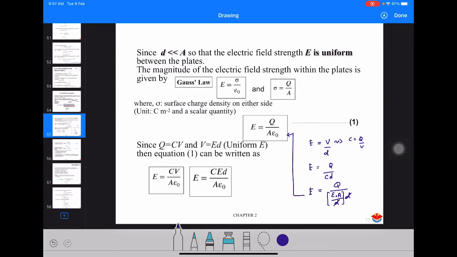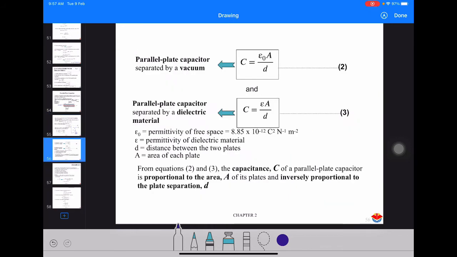And then the most important thing that you'll be using is this. For a parallel plate capacitor separated by a vacuum, you can use C equals epsilon naught A over D. This one is for vacuum. For different dielectric materials other than vacuum, you can use C equals epsilon A over D. We will learn the details of this later on.